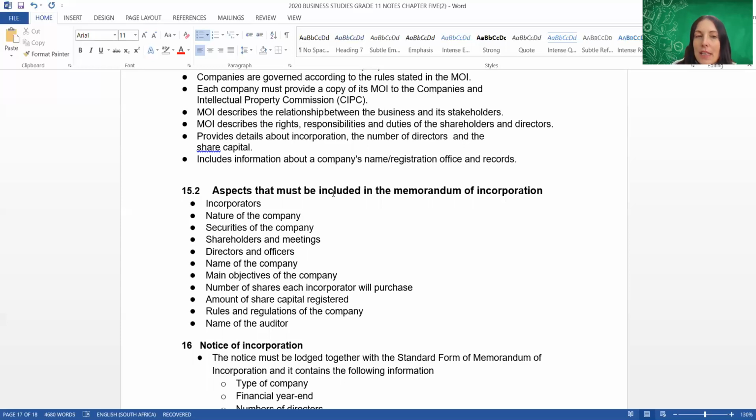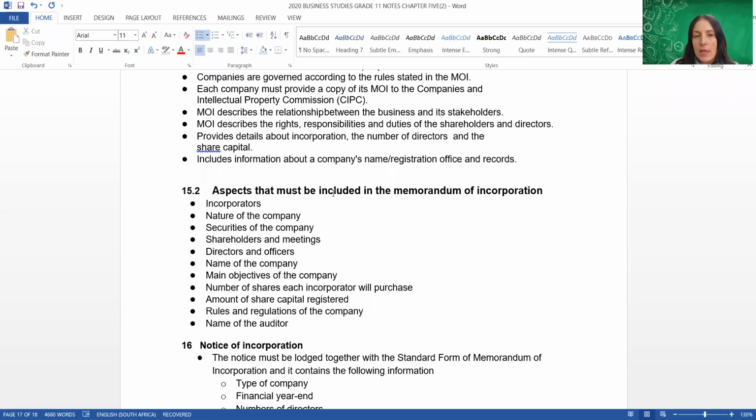The nature of the company, so what type of business this will be. Securities of the company, do they perhaps have any banks underwriting? I'll talk about that a little bit later. Do they maybe have any other assets already that will be listed as part of the MOI? Then shareholders and meetings, how is that going to happen?